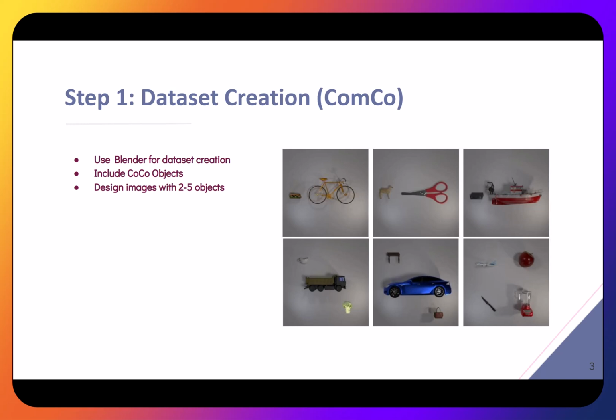Our first step was to build a new dataset for controlled multi-object analysis. We used Blender to create synthetic scenes containing 2 to 5 ComCO-style objects. This allows us to precisely control object size, position, and combinations, enabling fair comparison across different object configurations. Unlike previous benchmarks, ComCO enables fine-grained evaluation by isolating factors like object order in captions and object size in images. This makes it practically suitable for studying encoder-level biases.